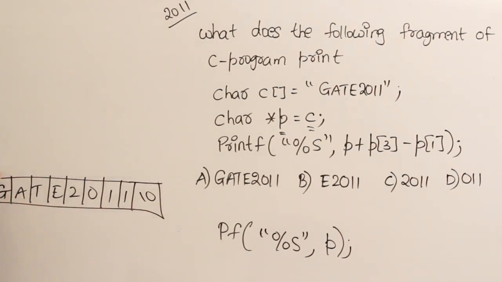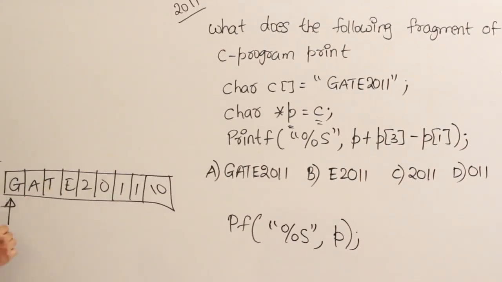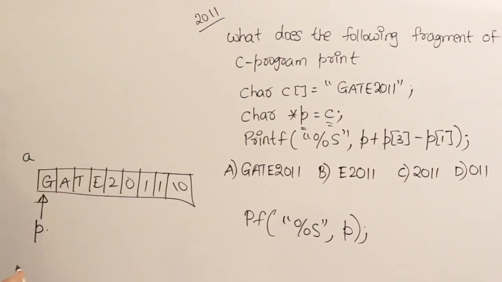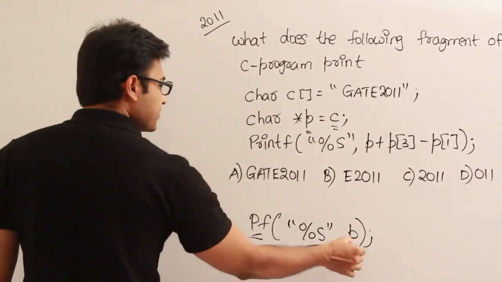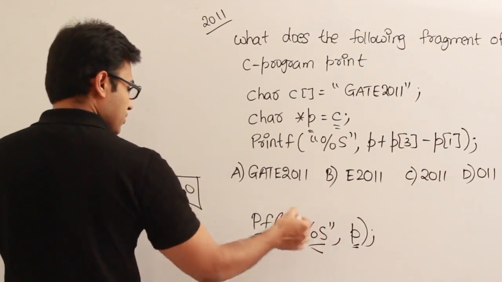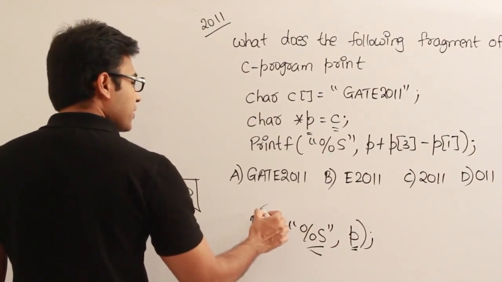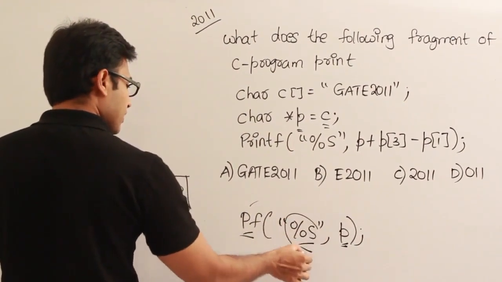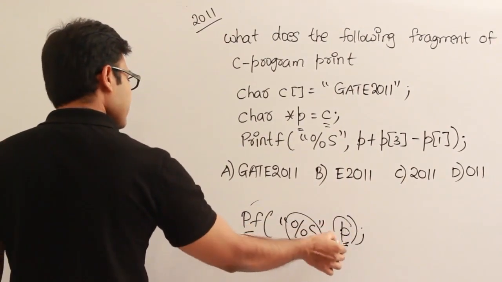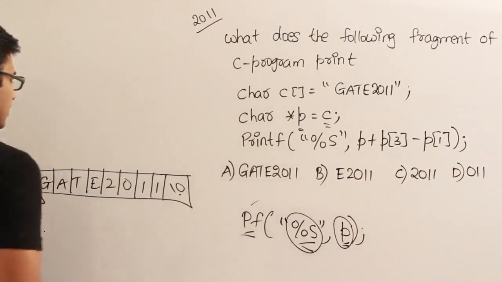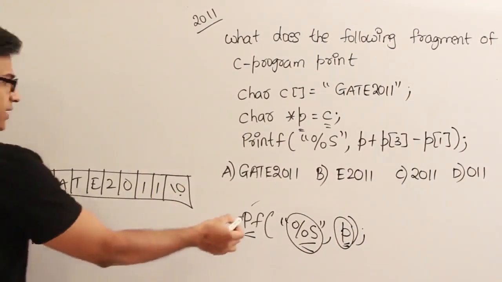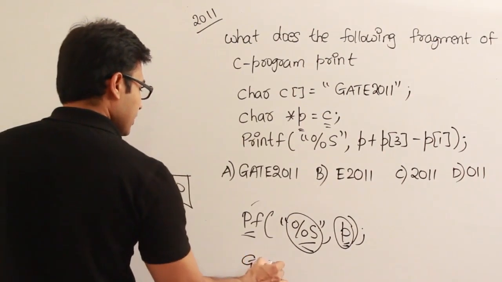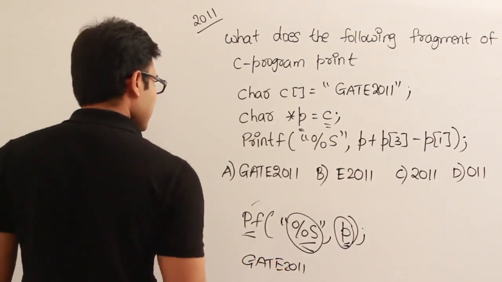Now by writing *p = c, p is going to point to the beginning, the starting element. And now if I write printf %s p, it means that we are passing to the printf function the command to print the entire string starting from p till the null, which means from here to here. So if I write like this, everything will be printed. GATE 2011 will be printed.